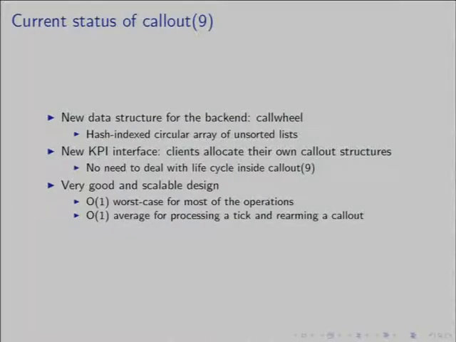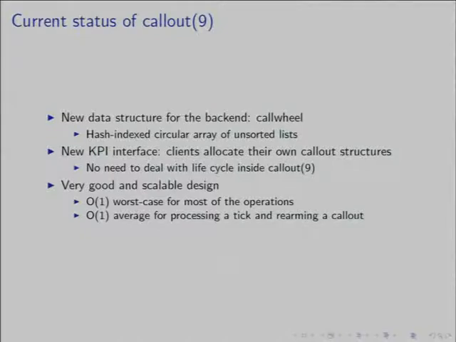For that reason, after a while, the structure was changed to the callwheel. The callwheel is a hash-like data structure in which you have lots of buckets of unsorted lists on which the outstanding timeouts are inserted. So every tick, you just check one or more of these buckets, and if some timeout has expired, you call the function and remove it.